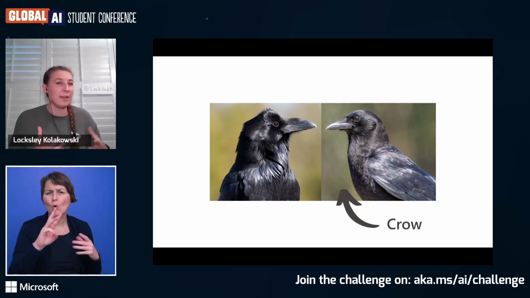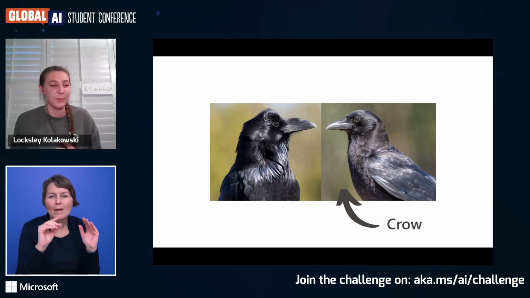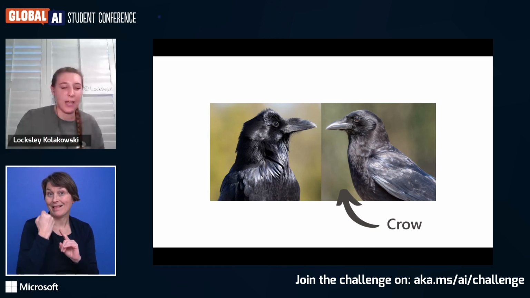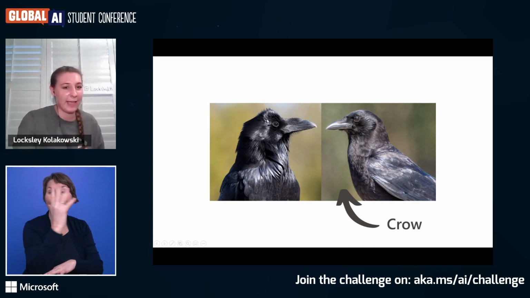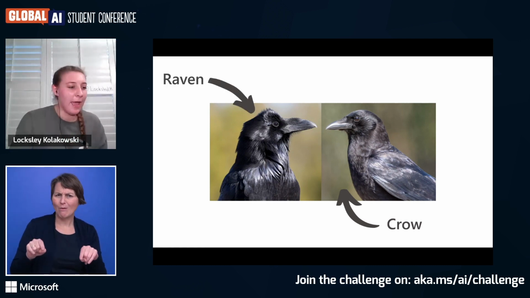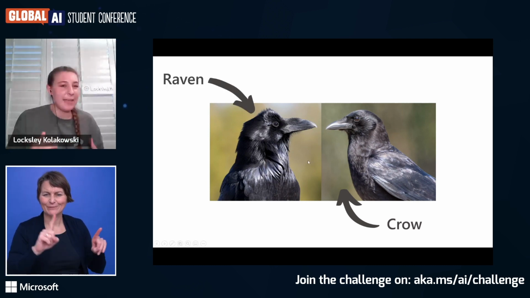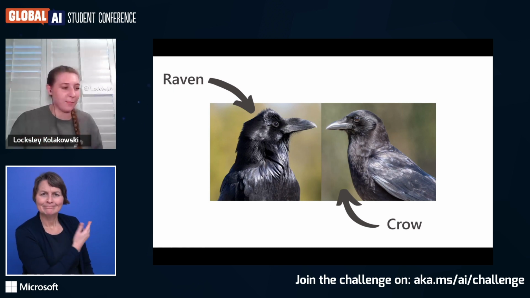But I went to Yellowstone National Park last spring and they had ravens, and you could tell because they have these more fluffier feathers around their neck and a more robust beak. And so let's see if Custom Vision can tell these apart.